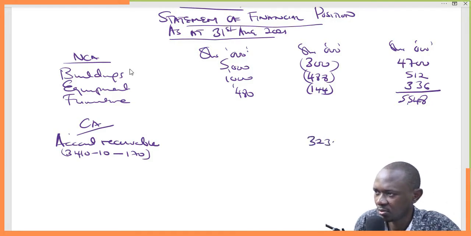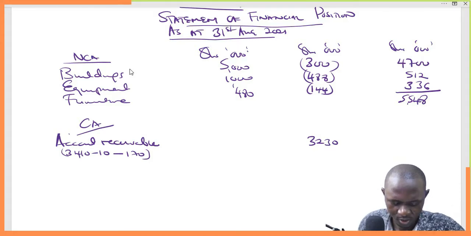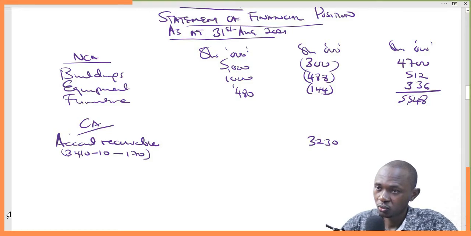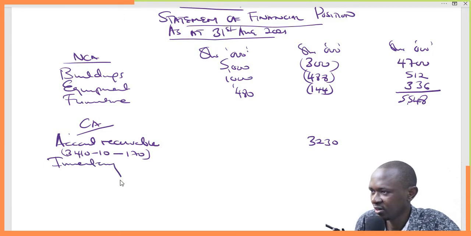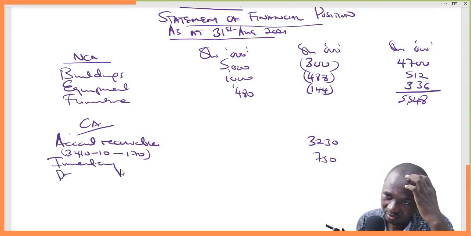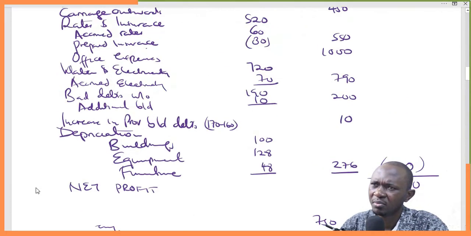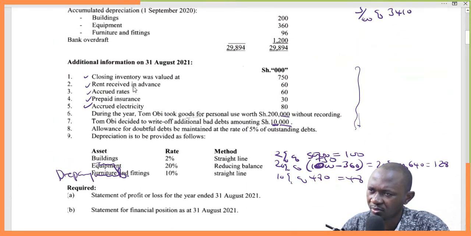I doubt if we have any other one. Let's just check if we have any other. So then we go to closing inventory. Of course, inventory was 750, if I'm not wrong. And then we check on the prepayments. There were some prepayments here. So closing inventory, rent received in advance. Rent received in advance is a liability. Accrued rates, prepaid insurance, which is 30.